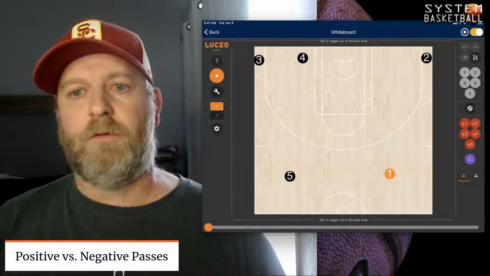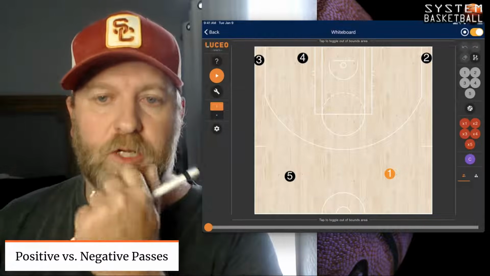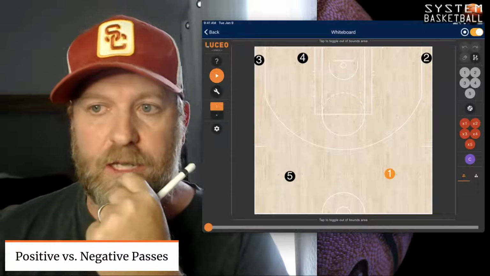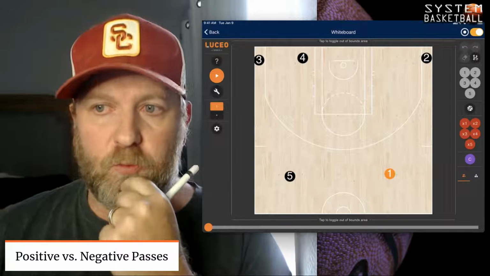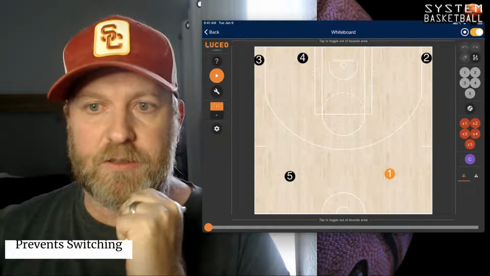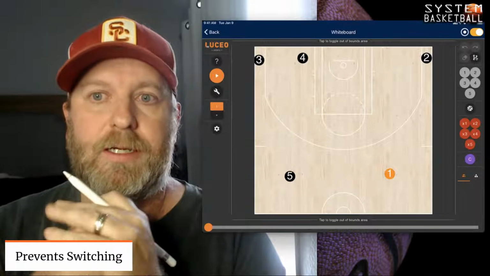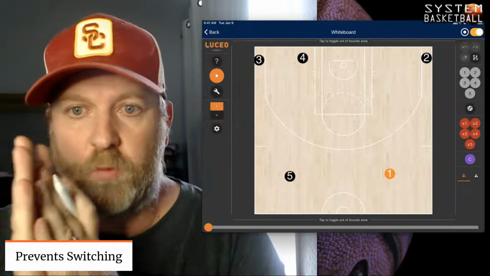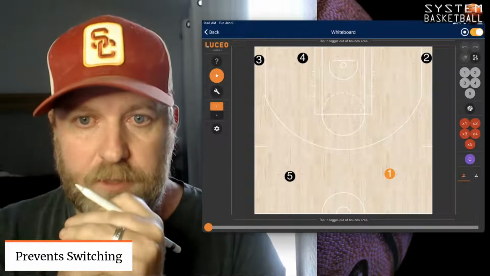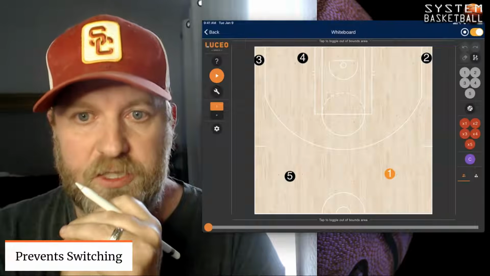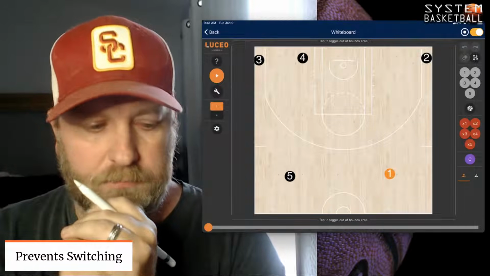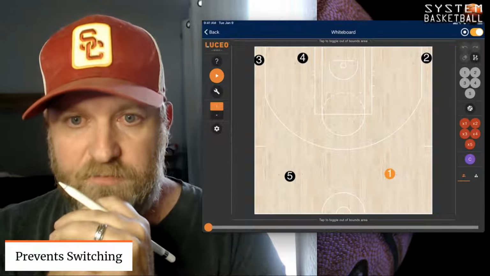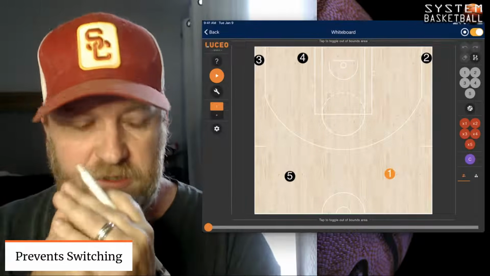I think they're huge for you, and we're going to hit on four main reasons why. The number one reason I think is it prevents switching. I did a poll the other day in a group and asked, what defense do you see most often? And the highest percentage was switching. And why does a positive pass versus a negative pass prevent switching?